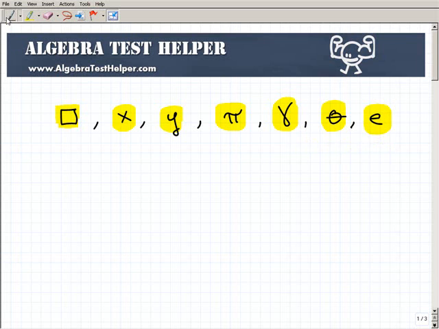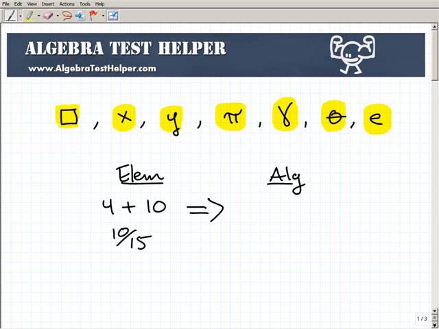If you think back to elementary school, in your basic math when you're 5, 6, 7, 8 years old, what are you really doing? You're doing things like 4 plus 10. Maybe you're working with fractions, 10 over 15. You're working with numbers. And then as you make the transition into algebra, we basically do the same type of operations, but instead of numbers, we start to work with variables. So we might have x plus y or x over y.